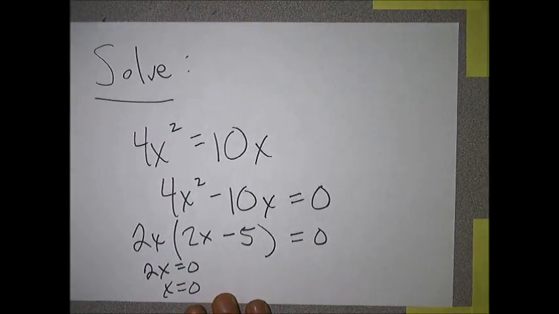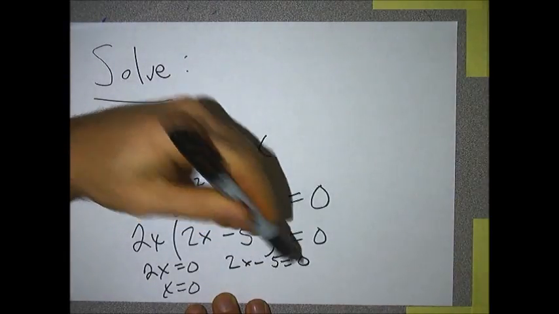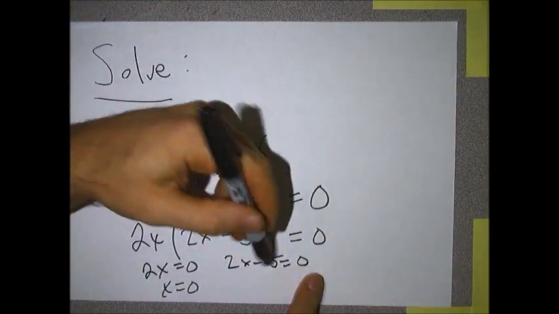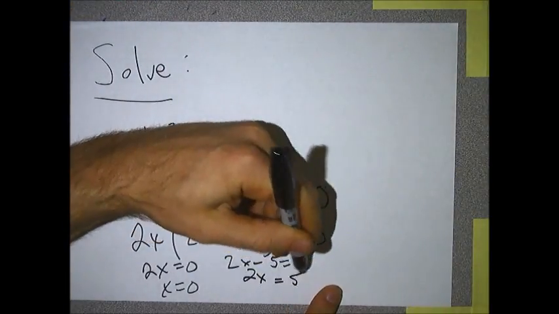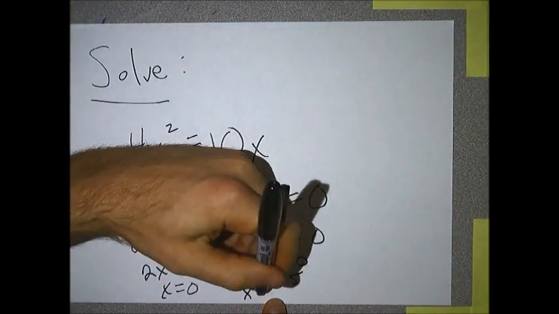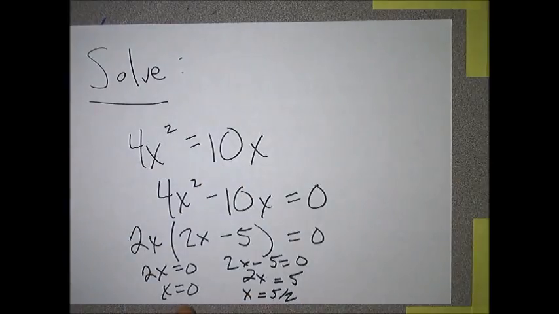and x is equal to 0. If I set the 2x minus 5 equal to 0, you want to take the negative 5 and bring it over by adding. So 2x is equal to 5, and solve by dividing by 2, and x is equal to 5/2. So you have two answers, 0 and 5/2.